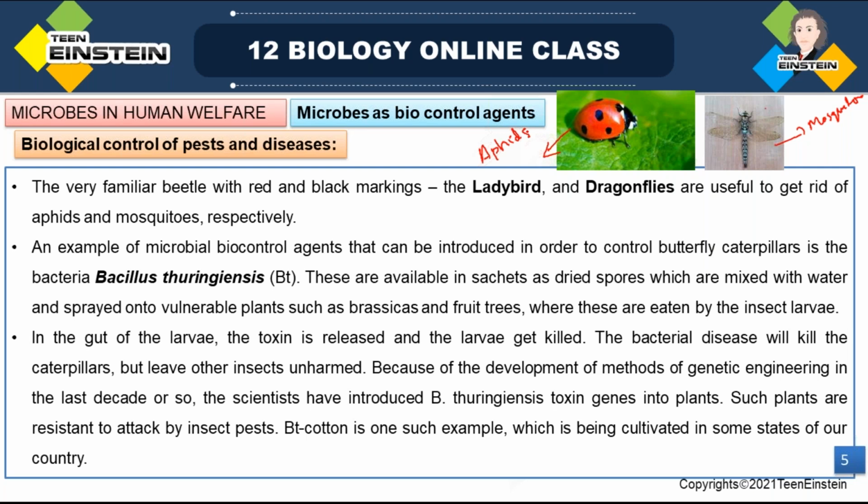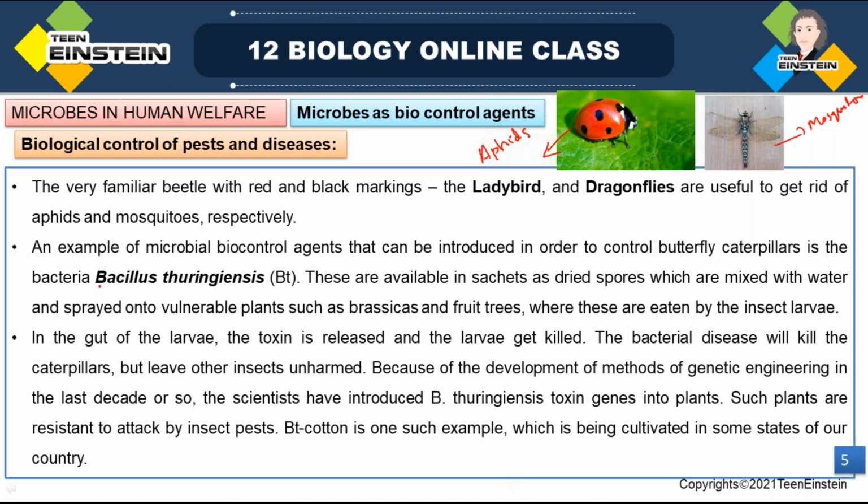Okay. Next is a very important one, BT. Nowadays it is the most important topic for discussion: Bacillus thuringiensis. It is another microbial biocontrol agent. For what purpose are we introducing Bacillus thuringiensis? To control butterfly caterpillars. To control those, we are using this microbial biocontrol agent.